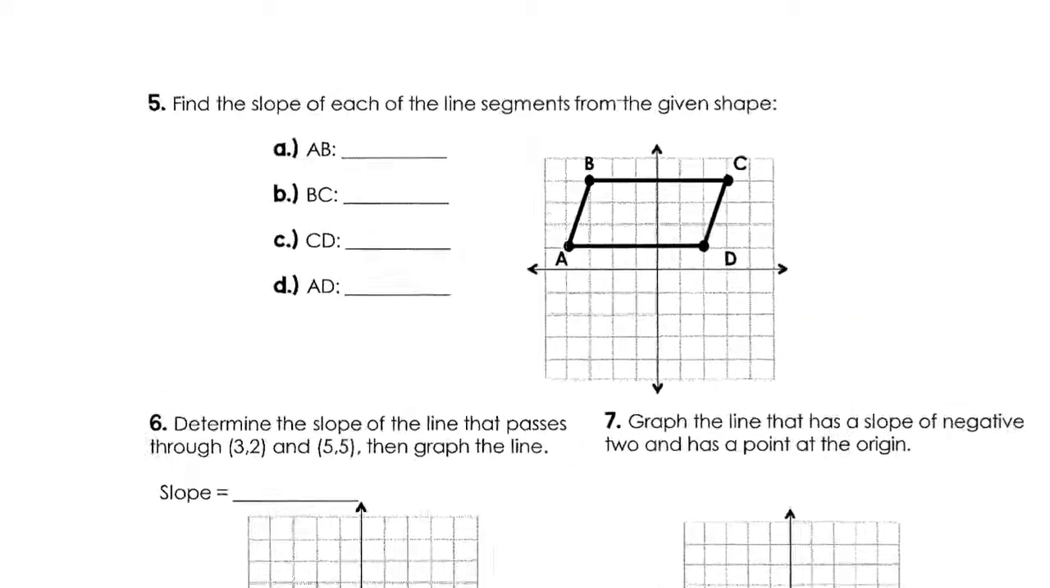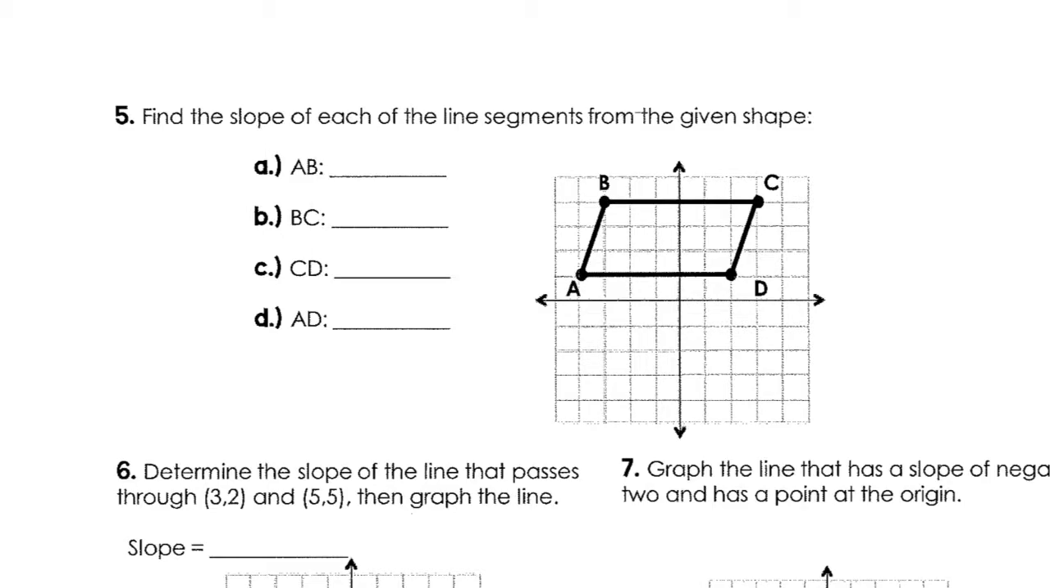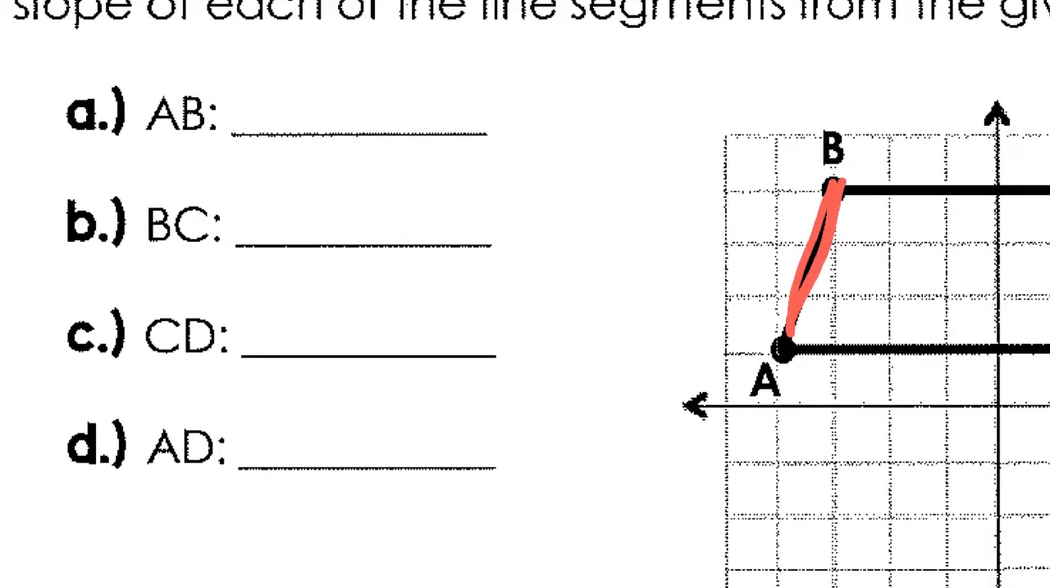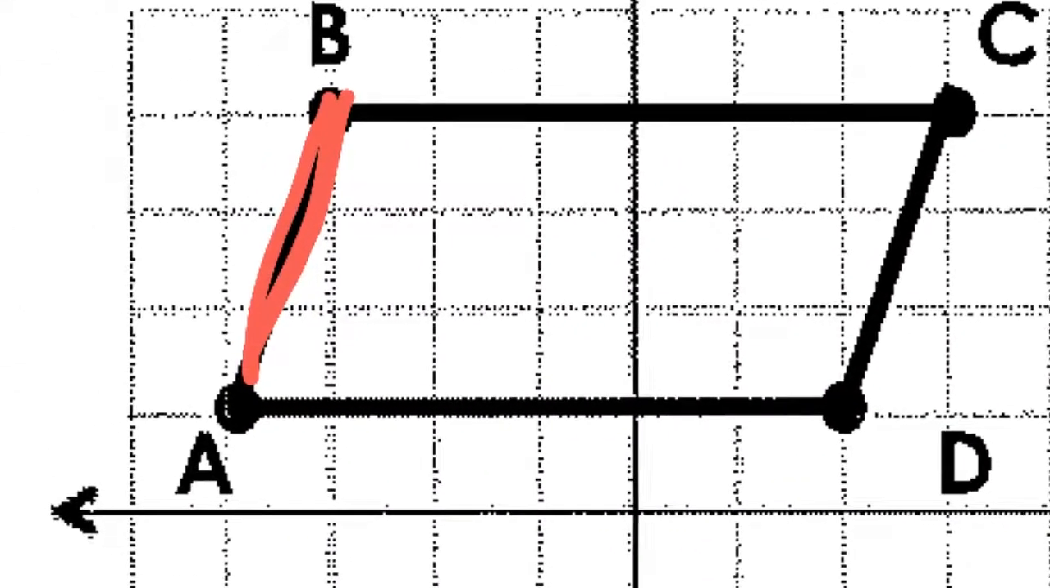On the back side. So number 5 says find the slope of each of the line segments from a given shape. So A wants me to find the slope of AB. Well, here's AB right here. Multiple ways to do that one. Here's what I'm going to do. I'm going to give you this one, and the rest of these are going to be on your own. Actually, I'm going to do 2 of them.